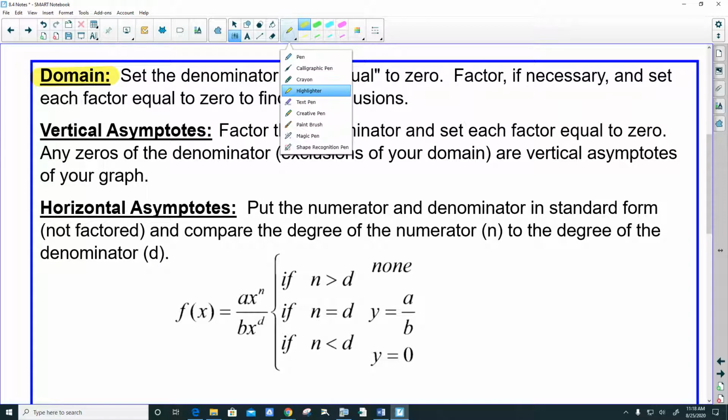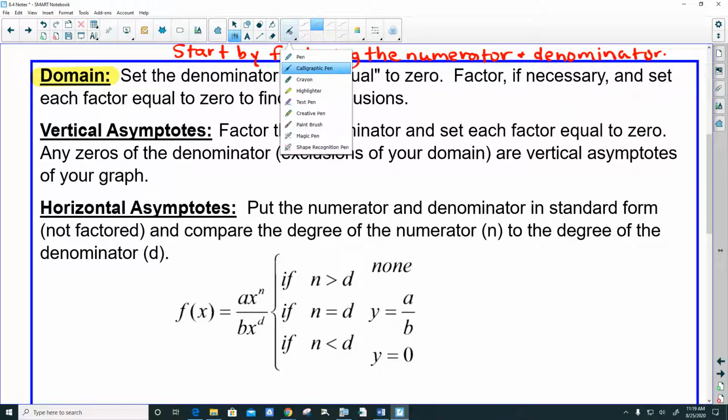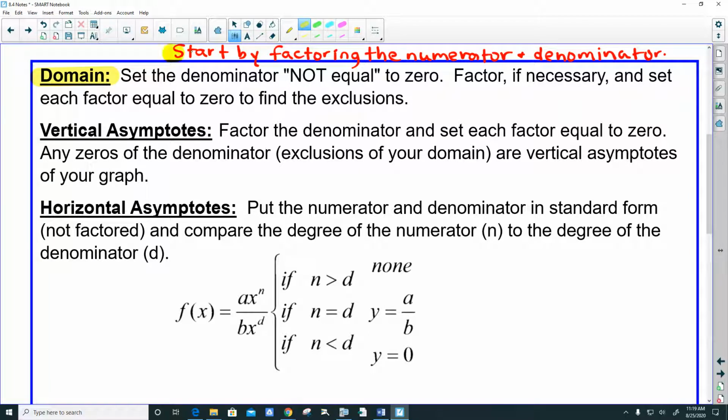I should tell you this, and this is really important for you to write at the top. When we start these problems, you're always going to start by factoring the numerator and denominator. That's your very first step. You always want to factor the numerator and the denominator. So if you could write that there, and then I'm just going to highlight that so that it pops off the page.